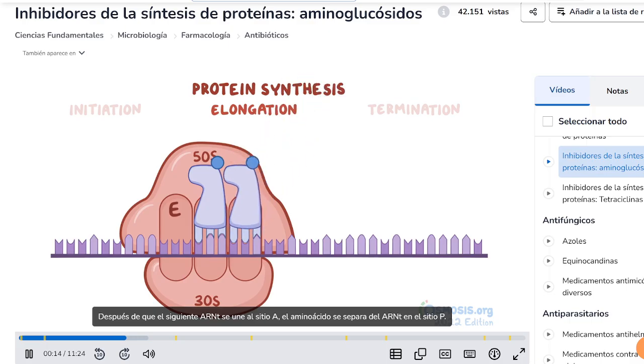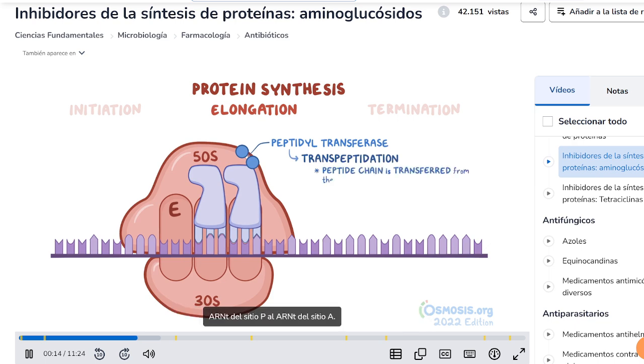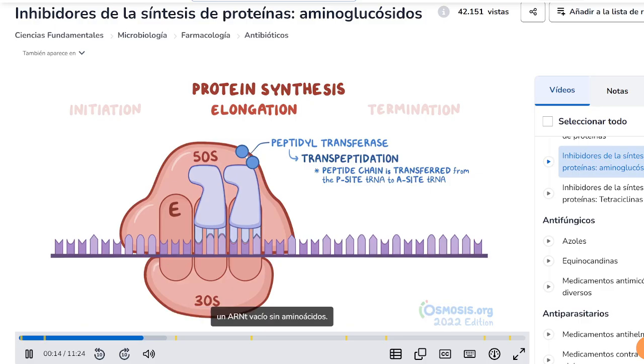After the next tRNA binds at the A site, the amino acid detaches from the tRNA in the P site and gets attached to the amino acid in the A site by the enzyme peptidyltransferase. This step is called transpeptidation, because the peptide chain is transferred from the P site tRNA to the A site tRNA. Now the A site has the newly formed peptide chain dangling from it, while the P site has an empty tRNA with no amino acids.